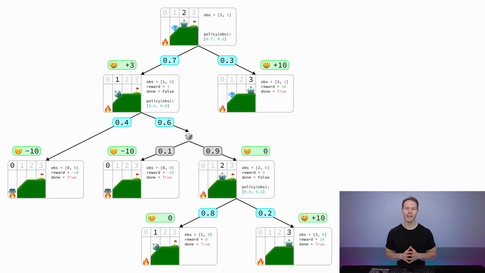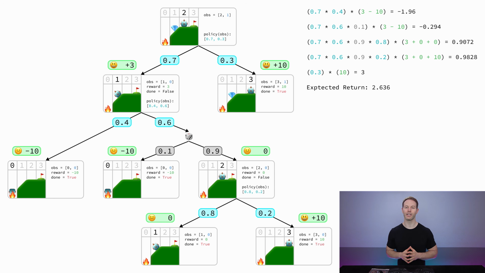So first, let's ask, what is the expected return of this current policy if our policy output these action probabilities? And one way we could do that is to look at all the possible paths we could take. And we would add up the sum of the probability of taking that path and the total reward we would receive on that path. So for example, one path would be going left and then going left. With our current policy, we'll have a 0.7 times a 0.4 probability of that happening, and the total reward we'll receive is plus 3 minus 10. So that can be represented by this right here, and we'll get this value, negative 1.96, for this path.